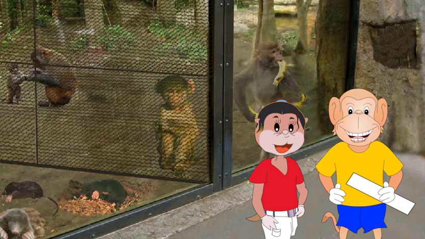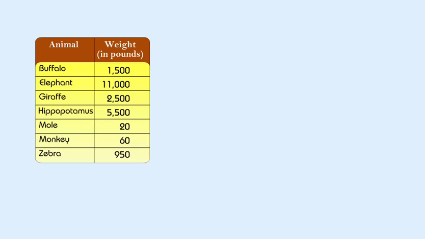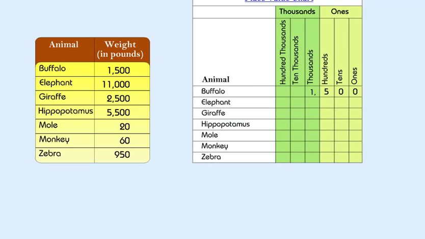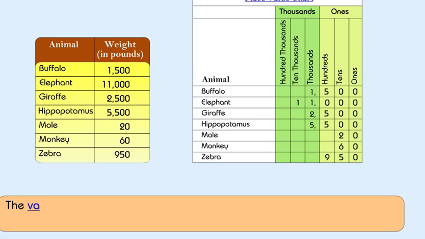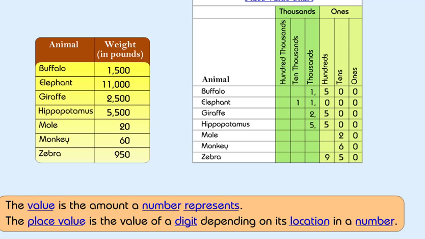Spark, may I look at that map? Here's the chart of animal weights in pounds. Let's look at the weight of each animal in a place value chart. The value is the amount a number represents, and the place value is the value of a digit depending on its location in a number. The value of each digit depends on where it is in the place value chart.